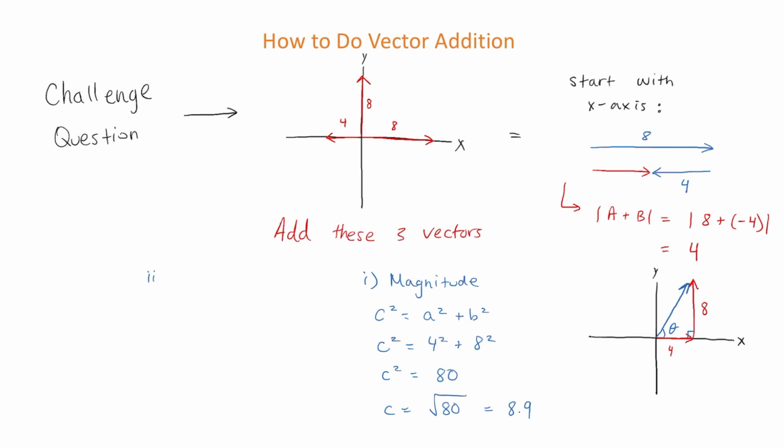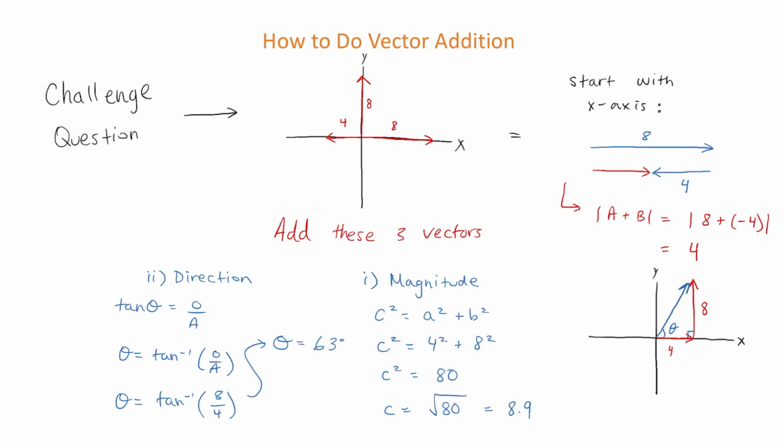And now let's calculate the direction, which means we need to solve for the angle. To do that, we can use tan theta is equal to opposite over adjacent. All we need to do is rearrange for the angle and then plug in our values for the opposite side and the adjacent side. And then when we do the math, we can see that the angle is equal to 63 degrees. That means the resultant has a magnitude of 8.9 units and is directed 63 degrees above the x-axis.